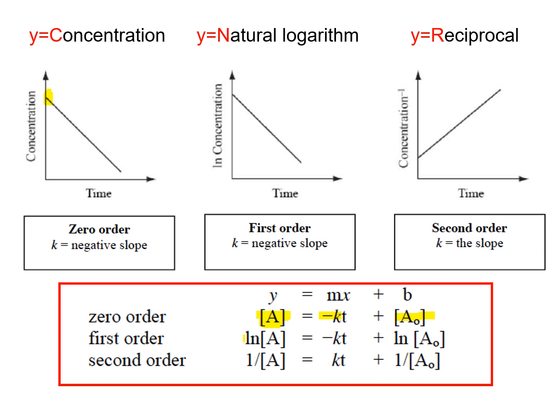In the first order, you're plotting the logarithm of A. Again, minus k is the slope, and the intercept is the logarithm of the initial concentration. For second order, you're going to plot the reciprocal. The slope this time is positive, so it's already k, and the intercept is the reciprocal of the initial concentration.